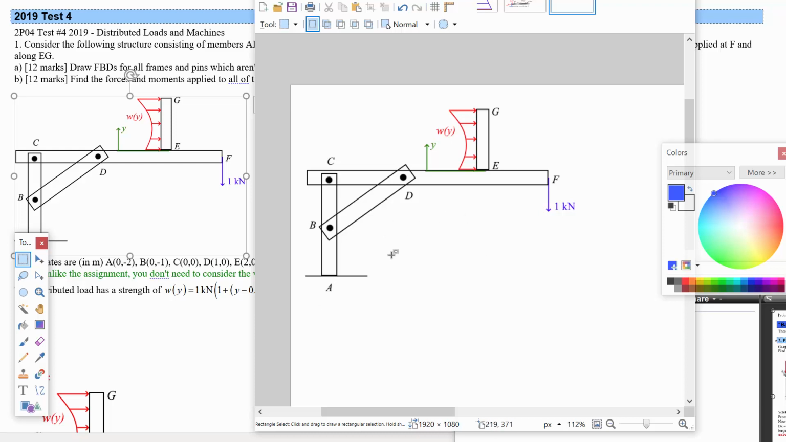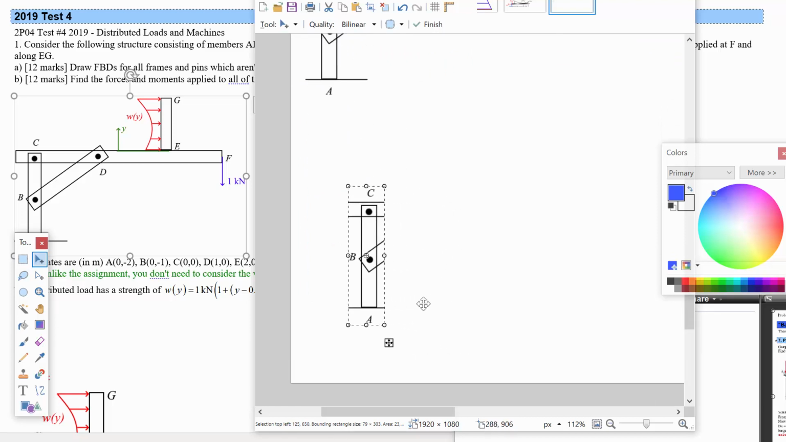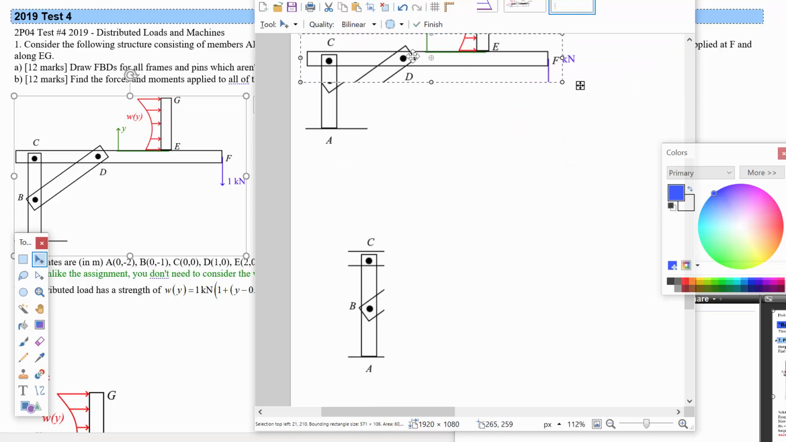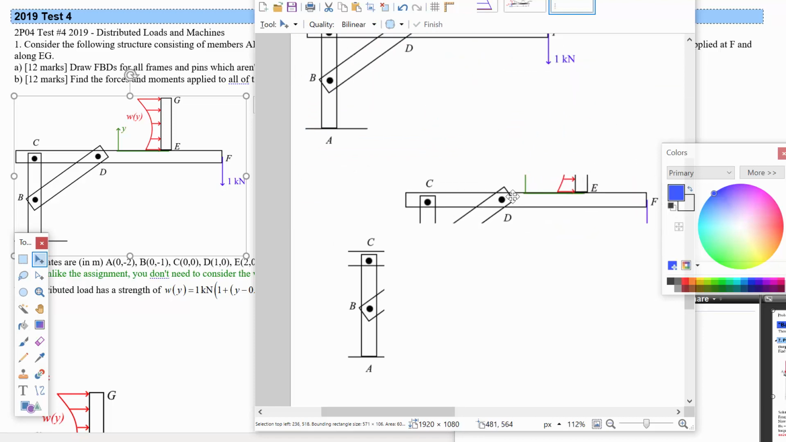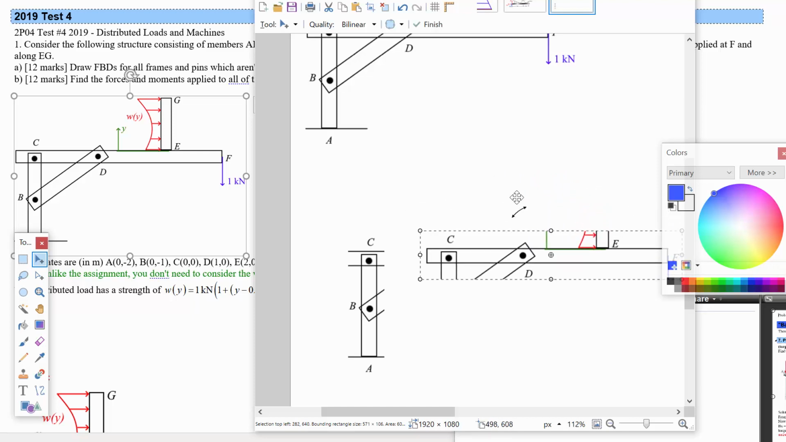Maybe we should put in the coordinates of points on this, that way we won't have to write them more than once. Okay, I think we're okay. We can put them in better spots if we put them in after. Okay, so we'll copy that and put that down there. And then we're going to need a copy of this member, which we can put sort of over here.